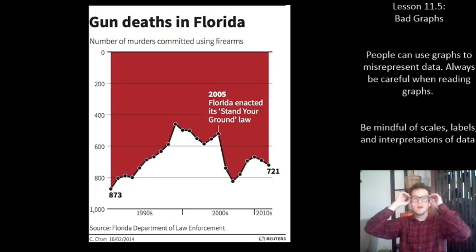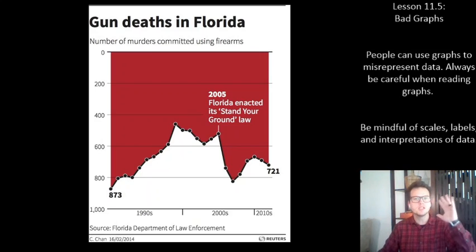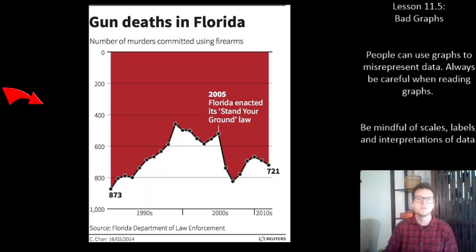Okay, here's the first graph that I think is intentionally misleading. I believe that the data is correct, but I believe what they're trying to represent is just not the case. So let's try to examine this before we jump to any conclusions. So gun deaths in Florida. So the number of murders committed using firearms. I think we'd all agree we want this number to be 0.